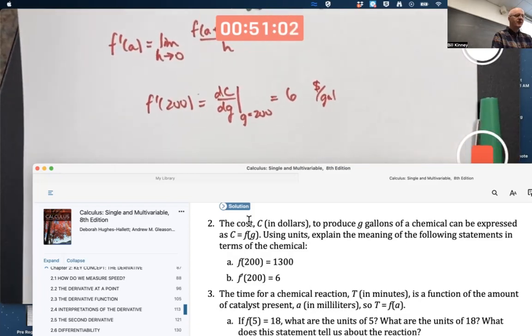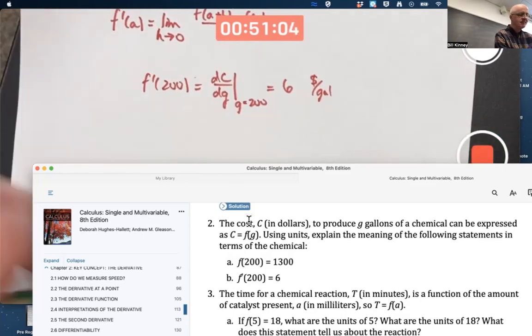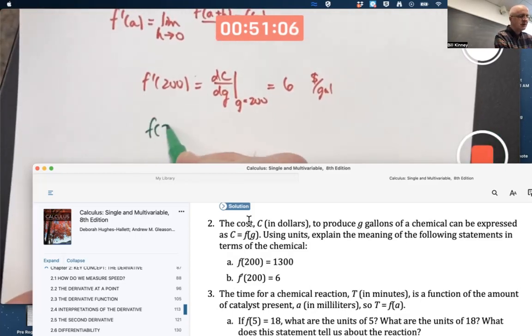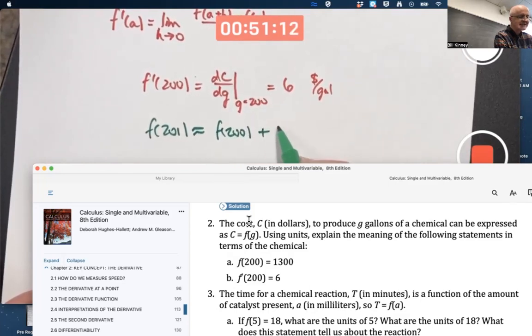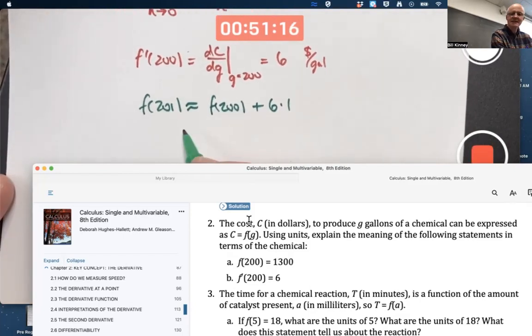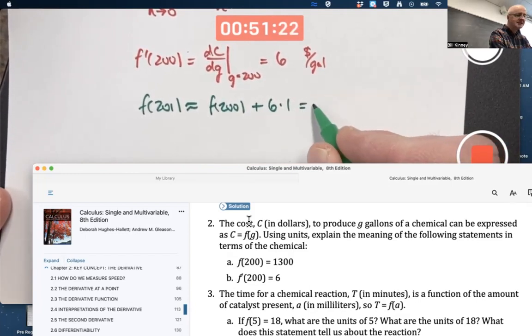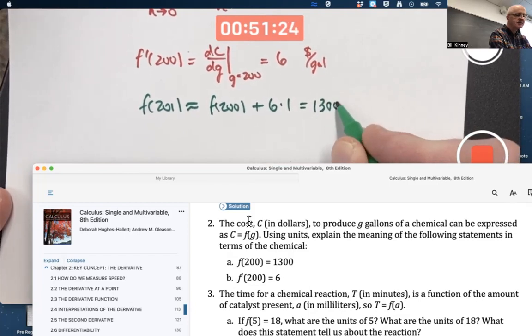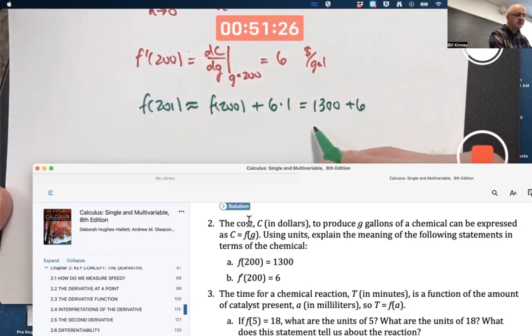And that's the basis for then approximating F of 201 to be F of 200 plus 6 times 1, because you increase the gallons produced by 1 unit from 200 gallons to 201 gallons. So the cost is going to go up by about $6, from $1,300 to $1,306.